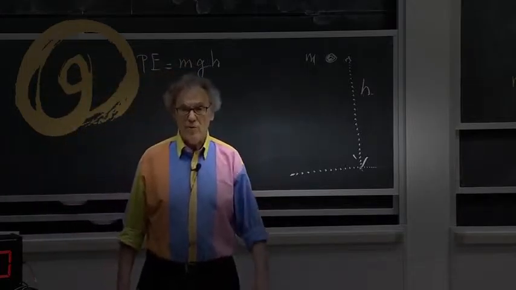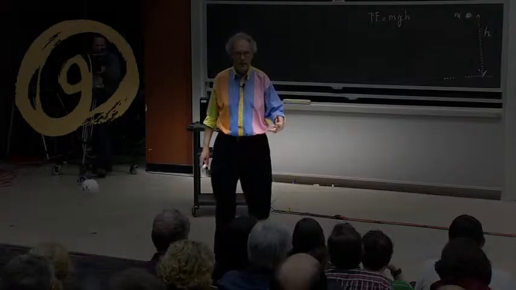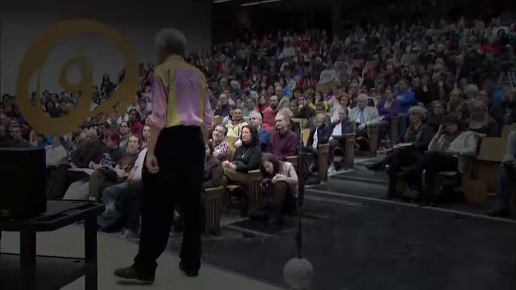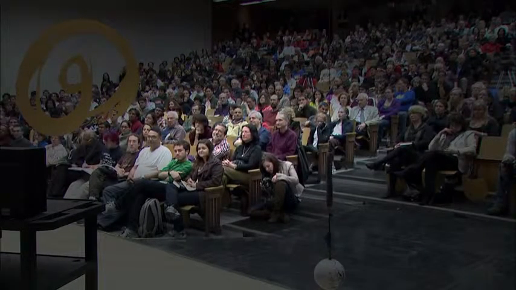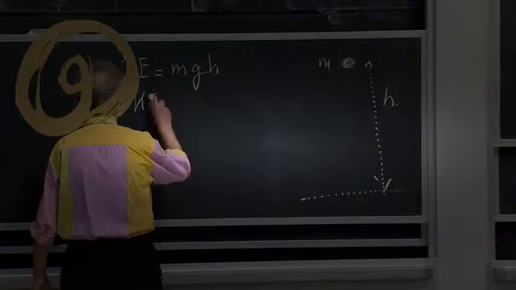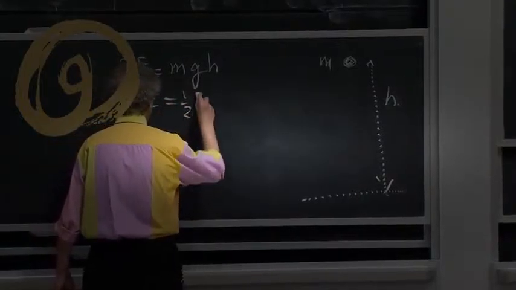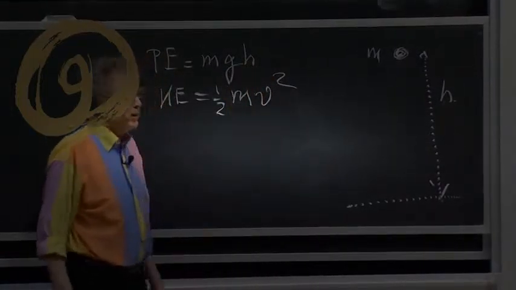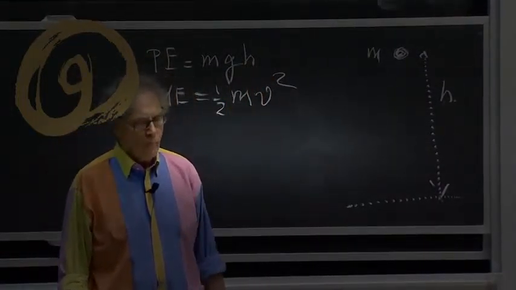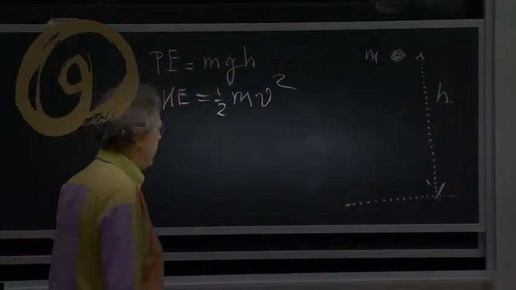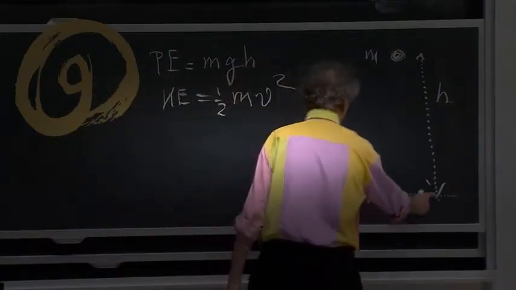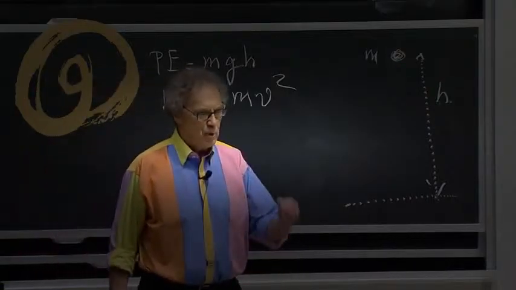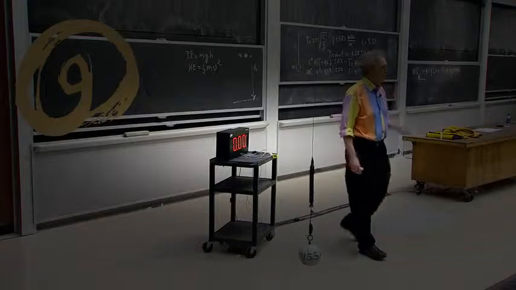As the object goes down, it picks up speed. And we associate with speed energy, which we call kinetic energy. And the kinetic energy of an object with mass m is 1/2 mv squared. M is the mass, and v is the speed of that object. If the object goes down and it hits the floor, then the potential energy is zero, and all that energy is now converted to kinetic energy. Because energy, we believe, is conserved.